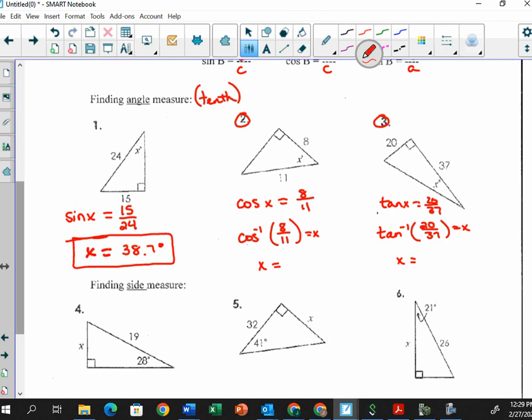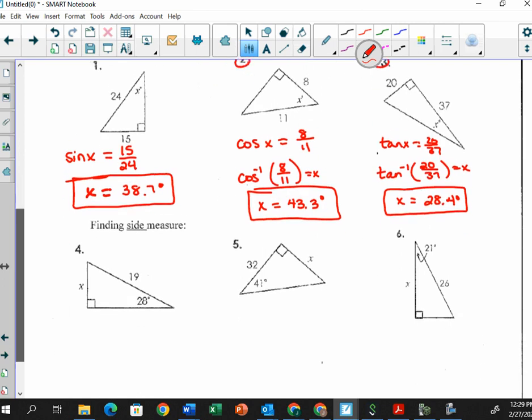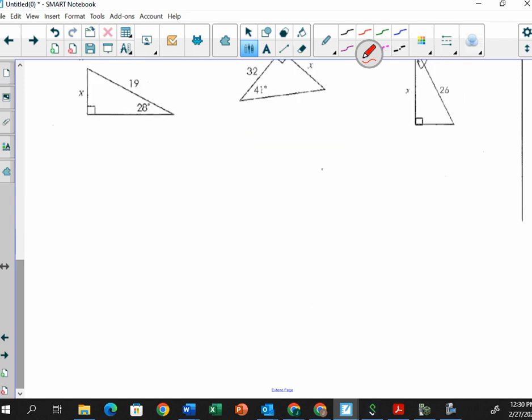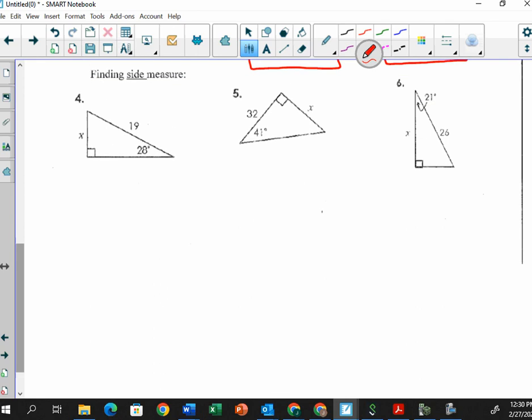All right, guys, what'd you get for number 2? 43.3. Yep, that one was degrees. And number 3? 28.4. Yes. Okay. Oh no, that's just never gonna go away now, is it? All right, so that was to find an angle. We are going to find a side now. So you set it up the same way. You're just solving for a different part.